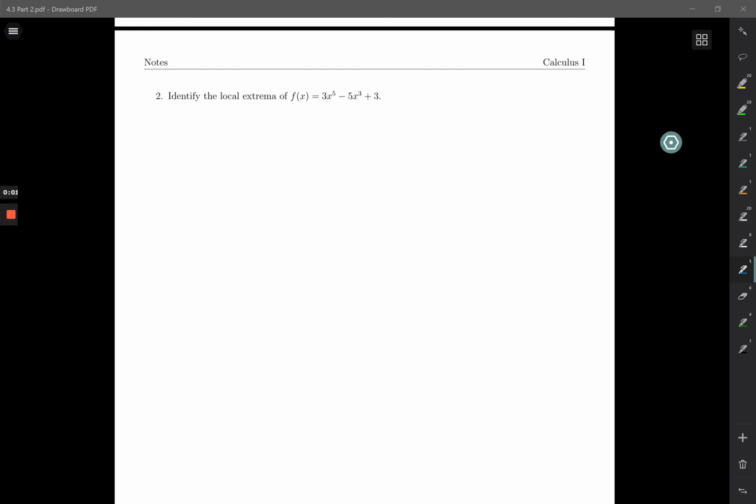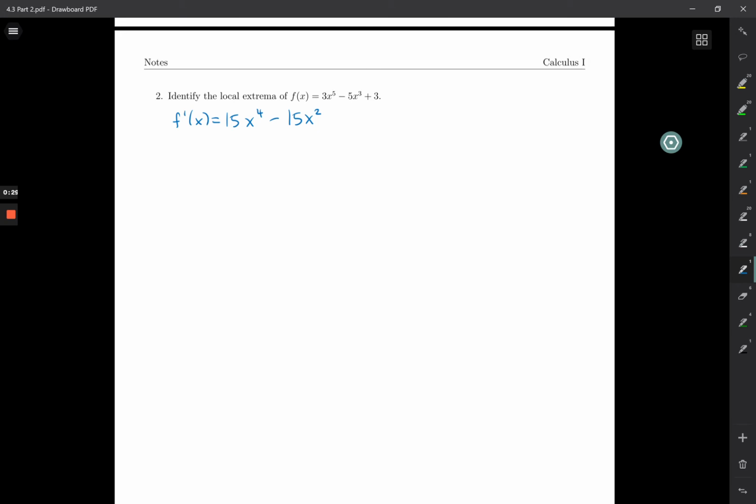Okay, so we can go ahead and use the second derivative test. Again, we're asked to find the local extrema of a function, so we'll go about this the same way. The first thing that we do is take the derivative. So we'll get 15x to the fourth minus 15x squared plus 0.